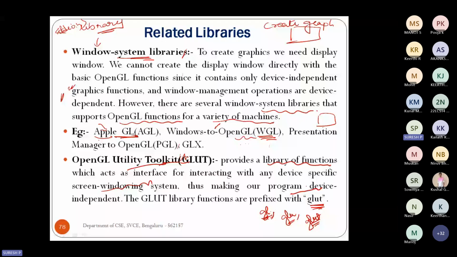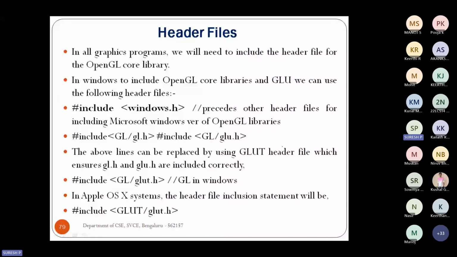That means, what? Different devices will have different functionalities. So we're using different functions and different functionality by making use of those sets of libraries. These are some of the header files we are going to have. In all graphics programs, we need to include the header file for the OpenGL core library. Whatever libraries you're going to have, sometimes they will be stored under the header file.